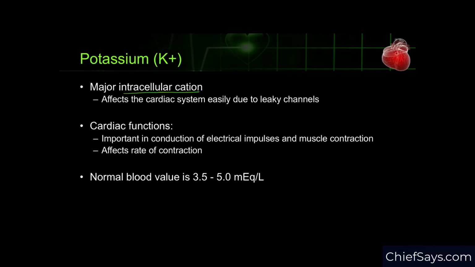Potassium is a major intracellular cation, so it exists primarily stored inside cells, like our muscle cells. It's going to affect the cardiac system because each of the cardiac cells, or myocytes, has leaky potassium channels, which allow potassium to move from inside the cell to outside the cell when depolarization occurs. It's very important in the conduction of electrical impulses and muscle contraction. It affects the rate of contraction, and when you think of potassium, I want you to think of repolarization. Potassium, very much like calcium, is supposed to be inside of cells, so its concentration in blood is very small. Normal concentration of potassium in the blood should be between 3.5 and 5 milliequivalents per liter.